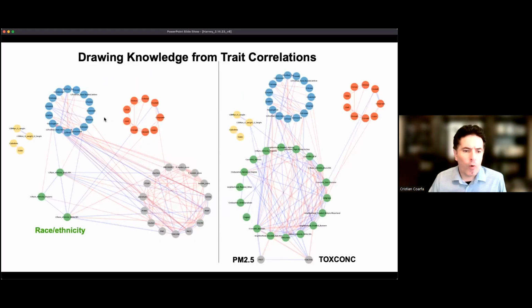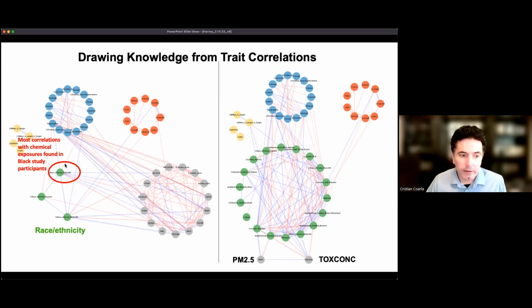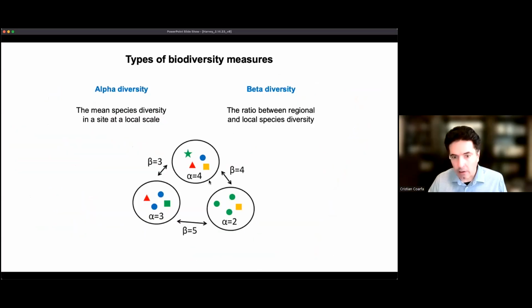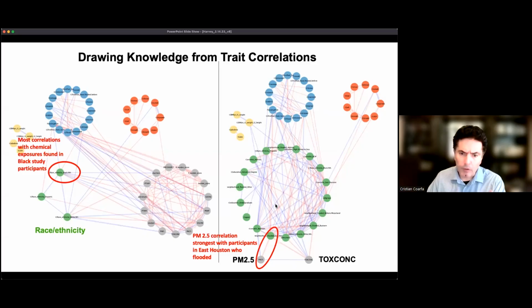So for example, one aspect was that of race and ethnicity. And we noticed that if we look at the participants who are African-American, we saw a lot of correlation with chemical exposure associated with the ethnic trait. On the other hand, we also looked at correlations with particulate matter and then with ToxConc, which is toxic water discharge. And we see, for example, that exposure to particulate matter correlates very strongly with participants in East Houston flooded. So again, these are very interesting aspects that can be delved into and dissected further.